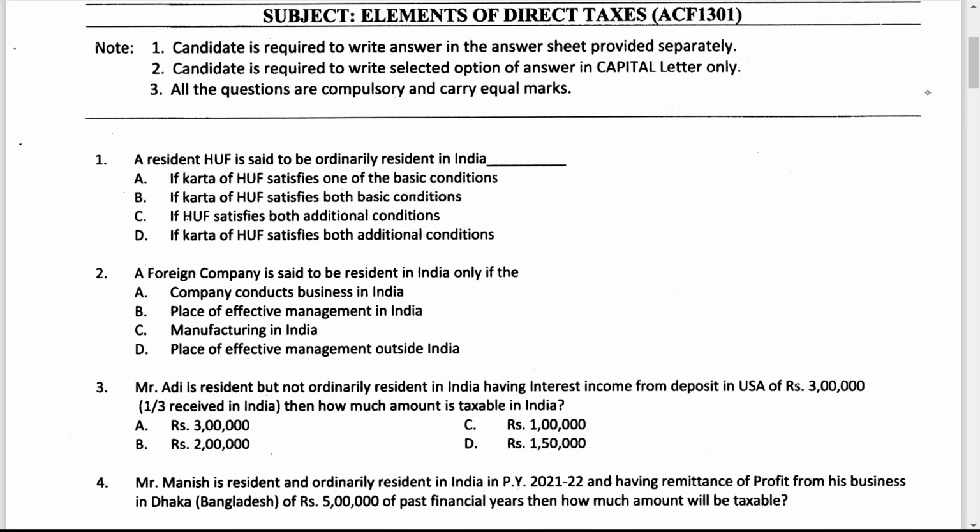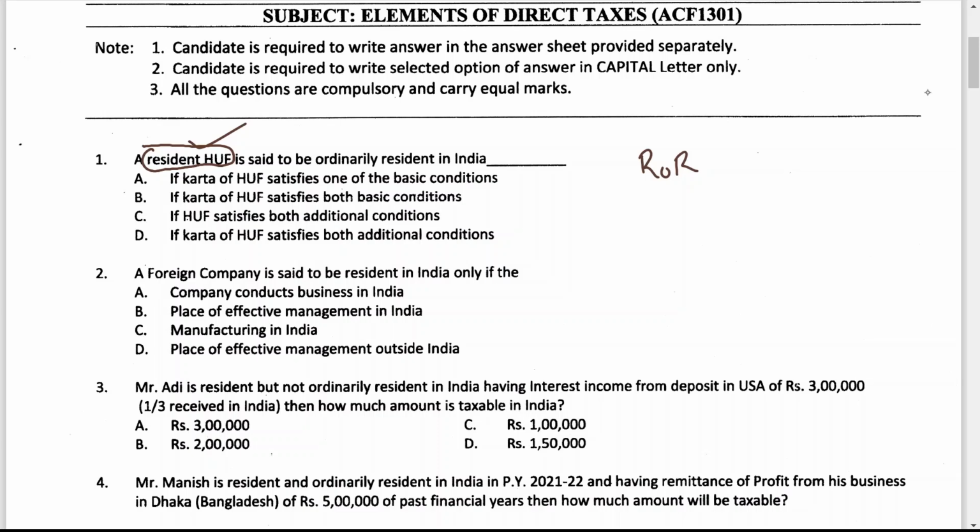To find the correct answer: a resident HUF is said to be ordinarily resident in India. Here two words are important. We are already assuming that the HUF is resident, that means it has satisfied one of the basic conditions, that its control and management is partly or wholly situated in India. That is why it becomes a resident in India. Now to become ROR, it has to satisfy both the additional conditions.